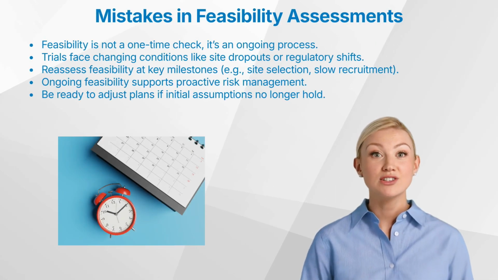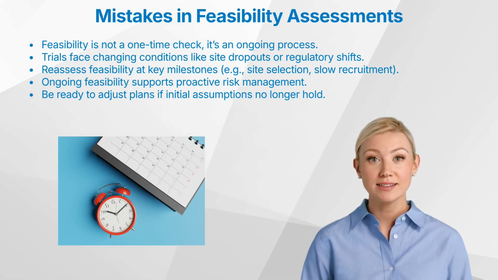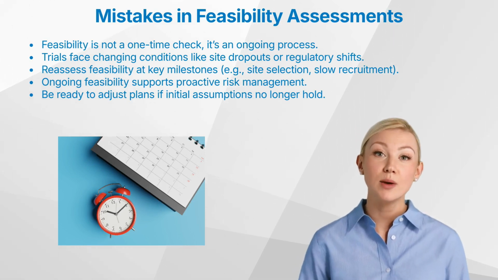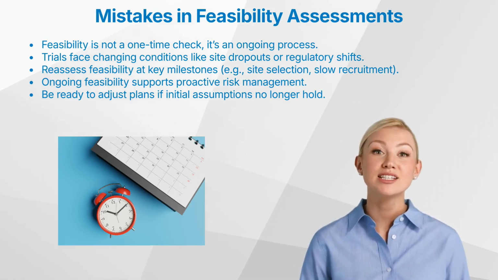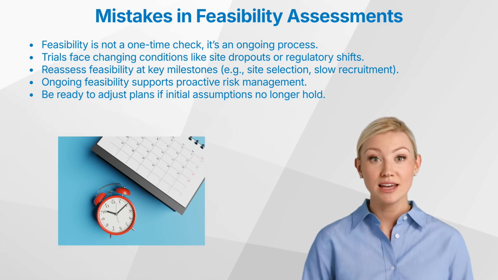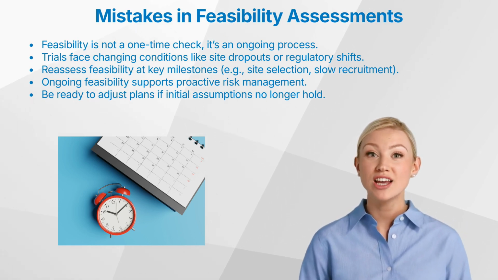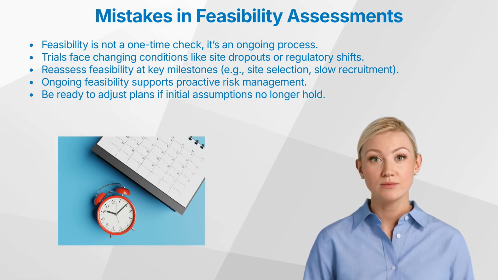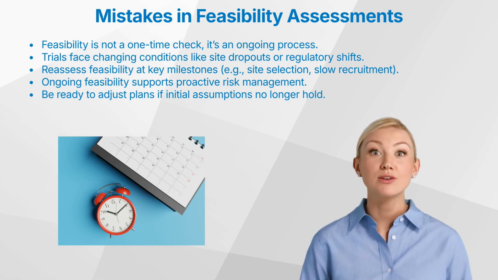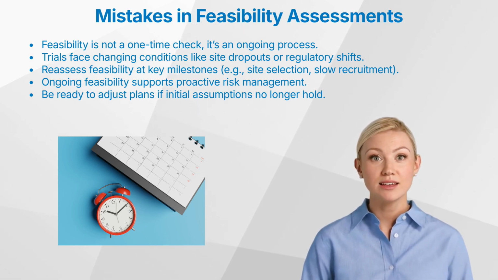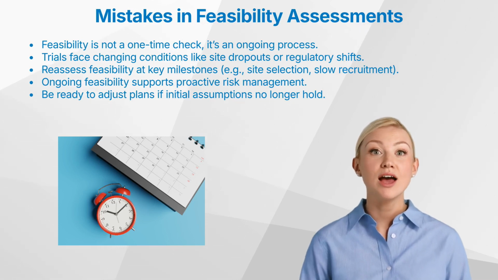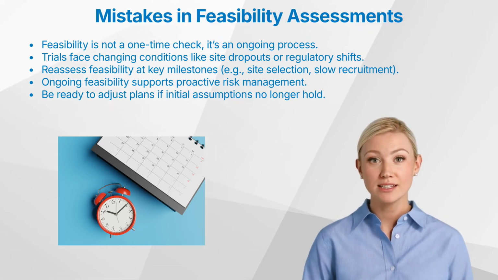Mistake 5. Treating feasibility as a one-time task. Feasibility is not a static box to tick. It's a dynamic process that should be revisited throughout the trial lifecycle. Conditions change. Sites may drop out. Regulations may shift. Recruitment may go slower than expected. If your feasibility strategy is not flexible and responsive, your trial becomes vulnerable to unexpected risks.